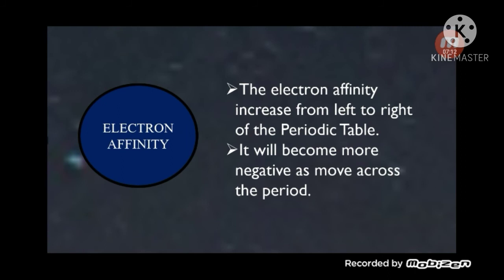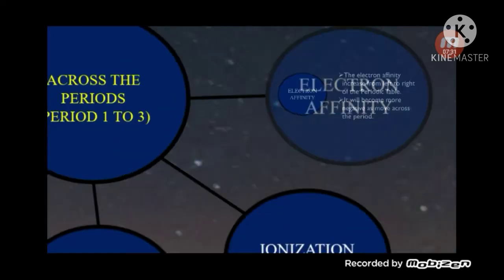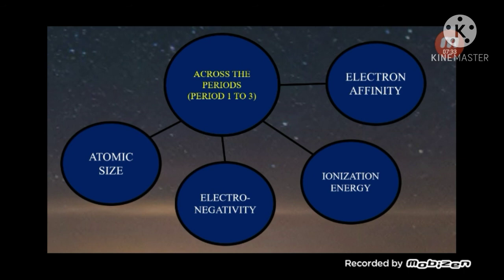Let us look at the final point, which is the electron affinity. The electron affinity increases from left to right of the periodic table. It will become more negative as moving across the period. So that's about the electron affinity.